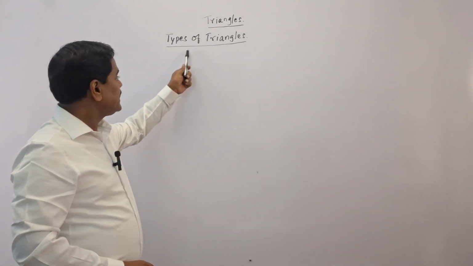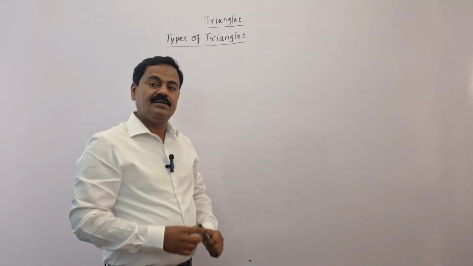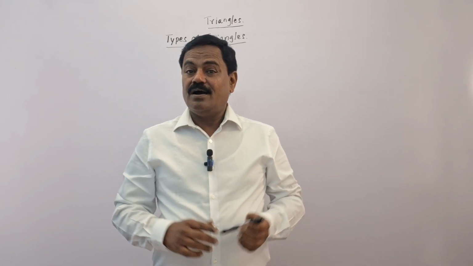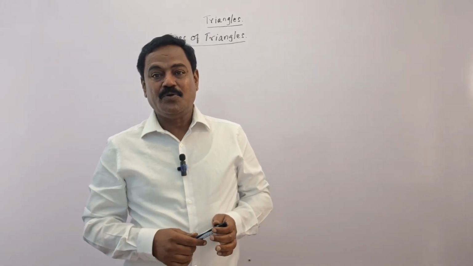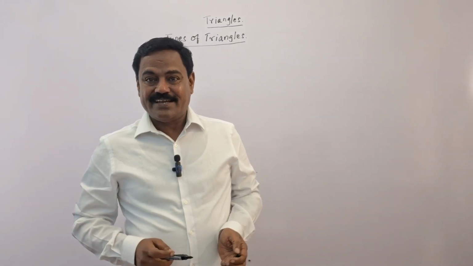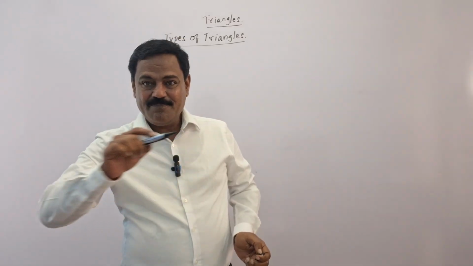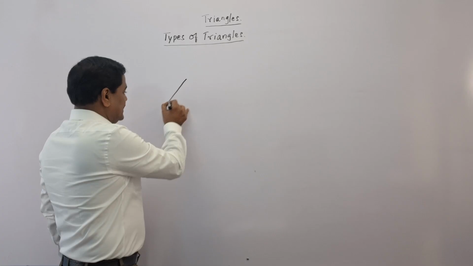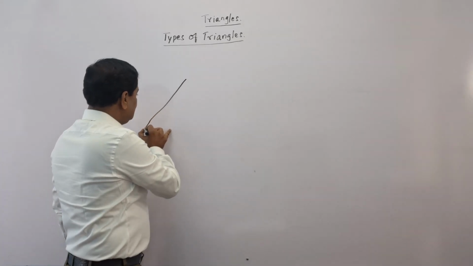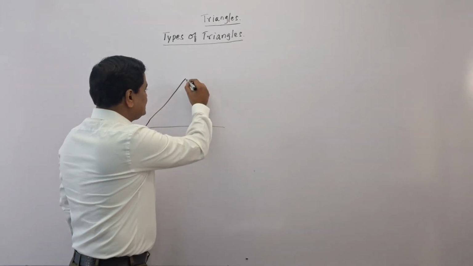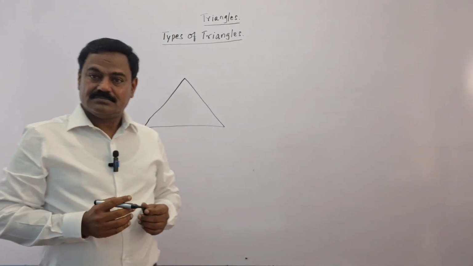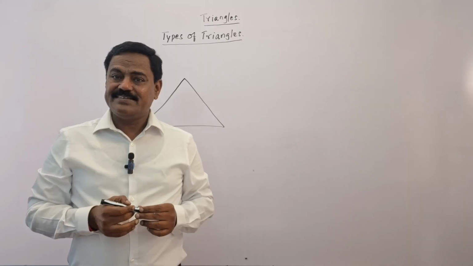In this class, we are going to discuss triangles and types of triangles. Right students? So, what's a triangle? You know well, right? A triangle is a shape formed by three lines. For example, let us draw a triangle like this. This is a triangle. You are well aware of that, right?